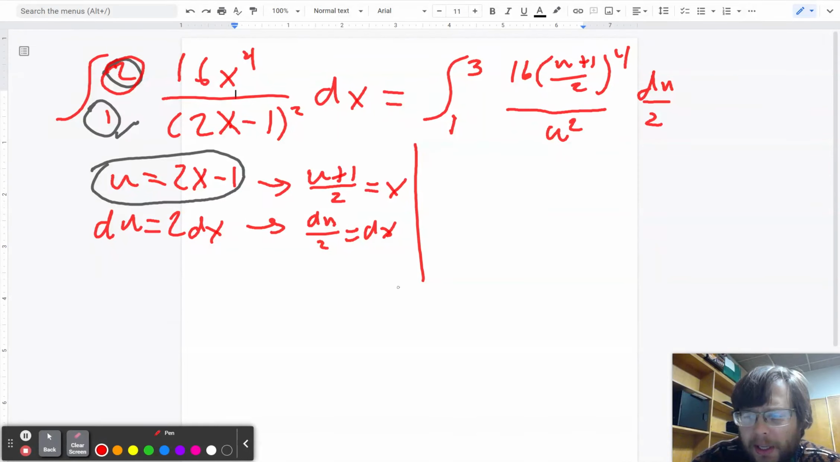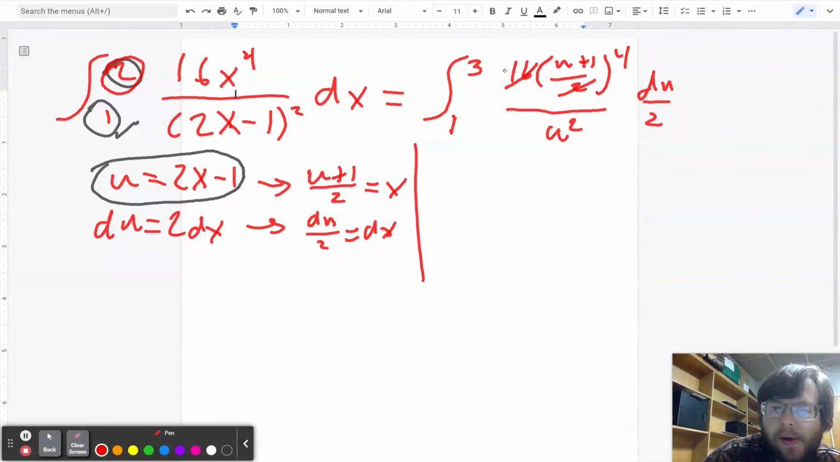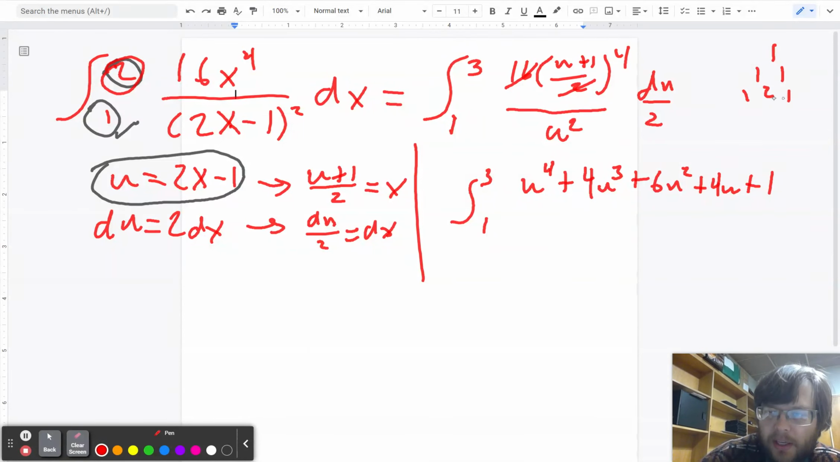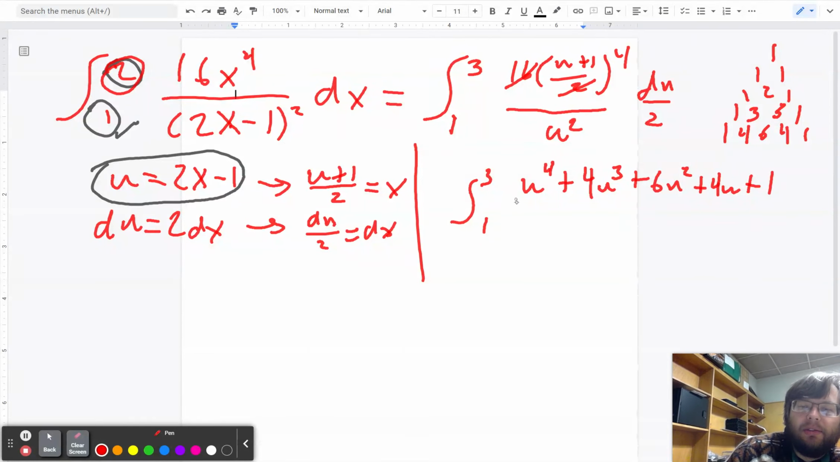Okay, so now let's look at what we've got. 16 here and 2 to the fourth cancel out. 2 to the fourth is equal to 16. So I can cancel those out. And then I'm going to just expand out the top. So we get u to the fourth plus 4u cubed plus 6u squared plus 4u plus 1. I just thought about Pascal's triangle. This is all I did here. I know that the fourth power follows the 1, 4, 6, 4, 1 pattern of that.